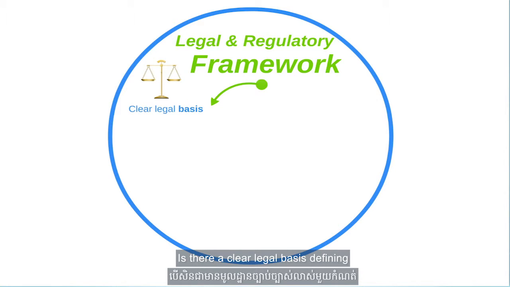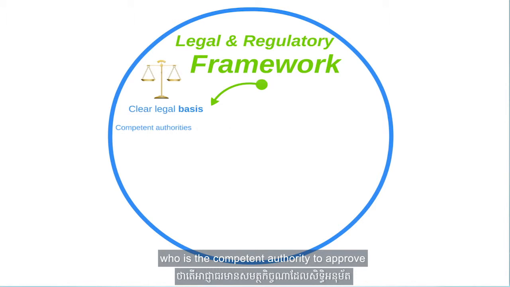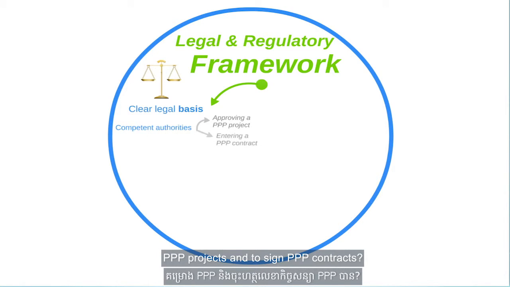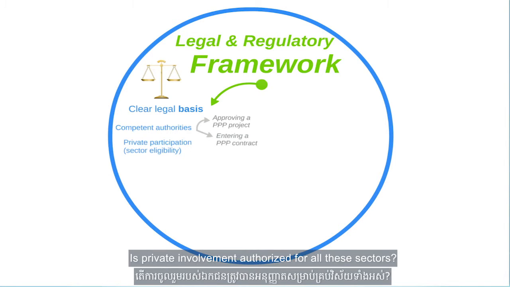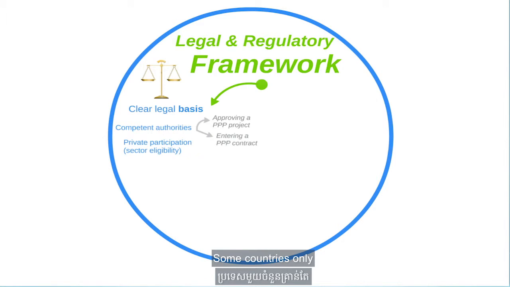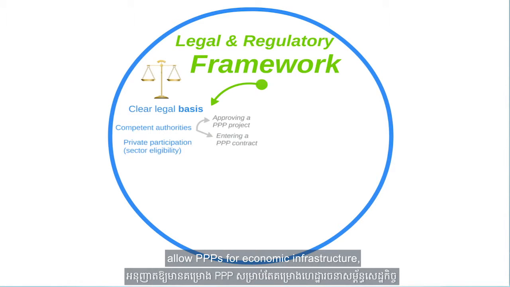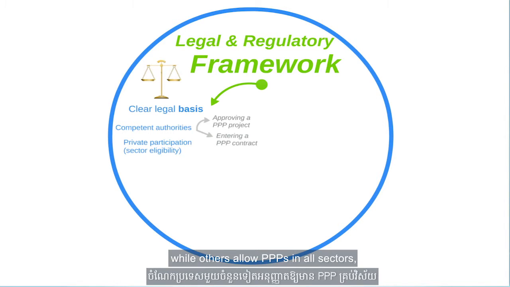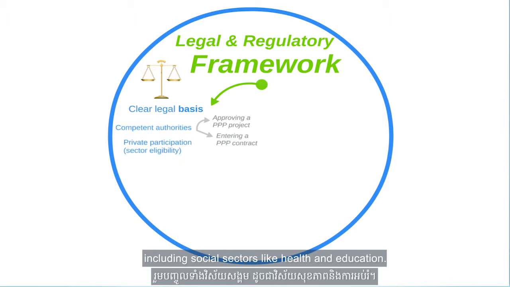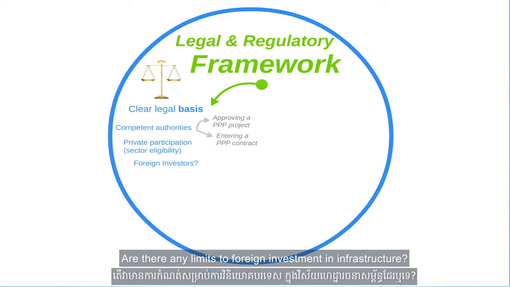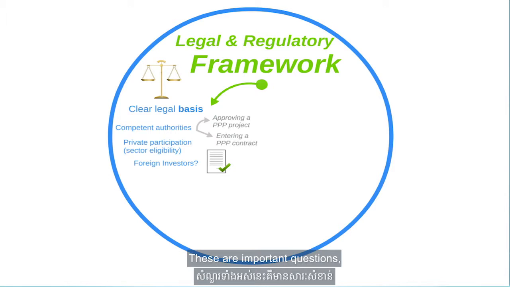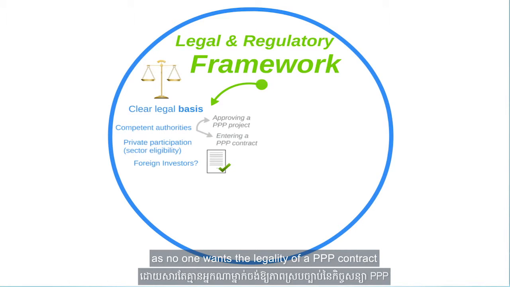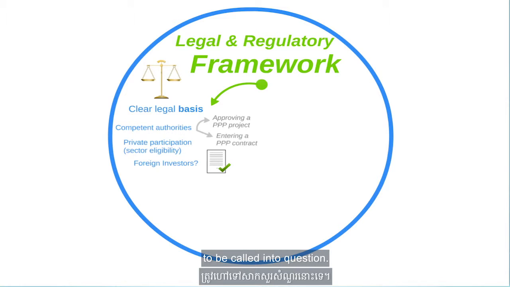Is there a clear legal basis defining who is the competent authority to approve PPP projects and to sign PPP contracts? Is private involvement authorised for all these sectors? Some countries only allow PPPs for economic infrastructure, like transport and energy, while others allow PPPs in all sectors, including social sectors like health and education. Are there any limits to foreign investment in infrastructure? These are important questions, as no one wants the legality of a PPP contract to be called into question.